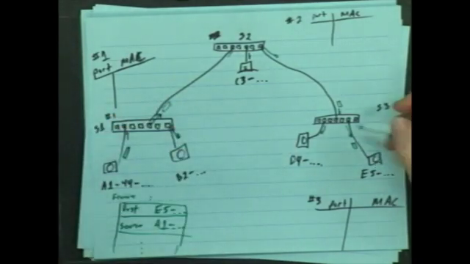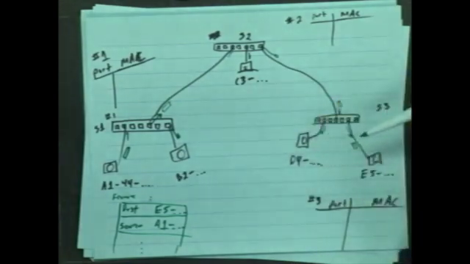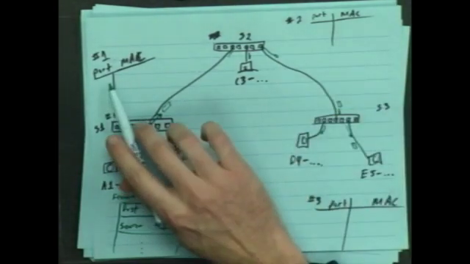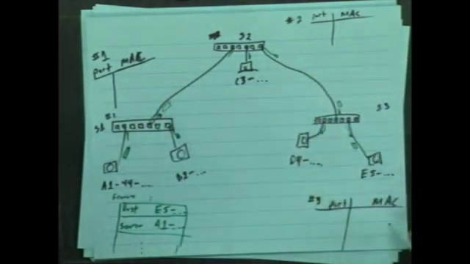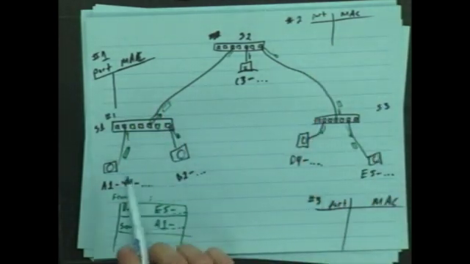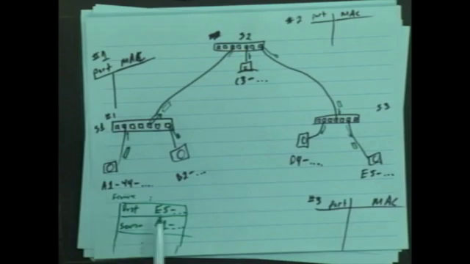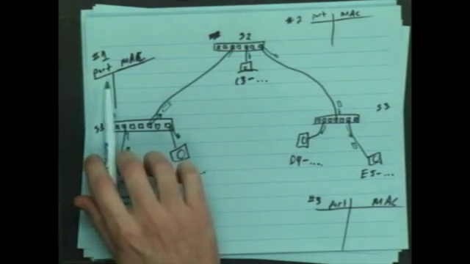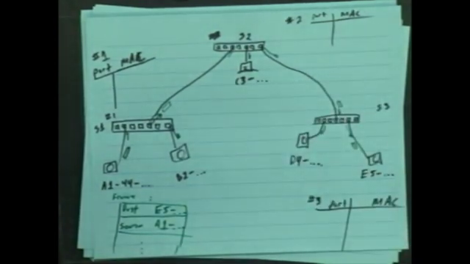Okay? Now, we can't have these broadcasting, otherwise, why did we buy switches in the first place? We want them to make these tables, right? Let's just think about A1 as the source, sending to E5. How can these switches populate their switching tables?